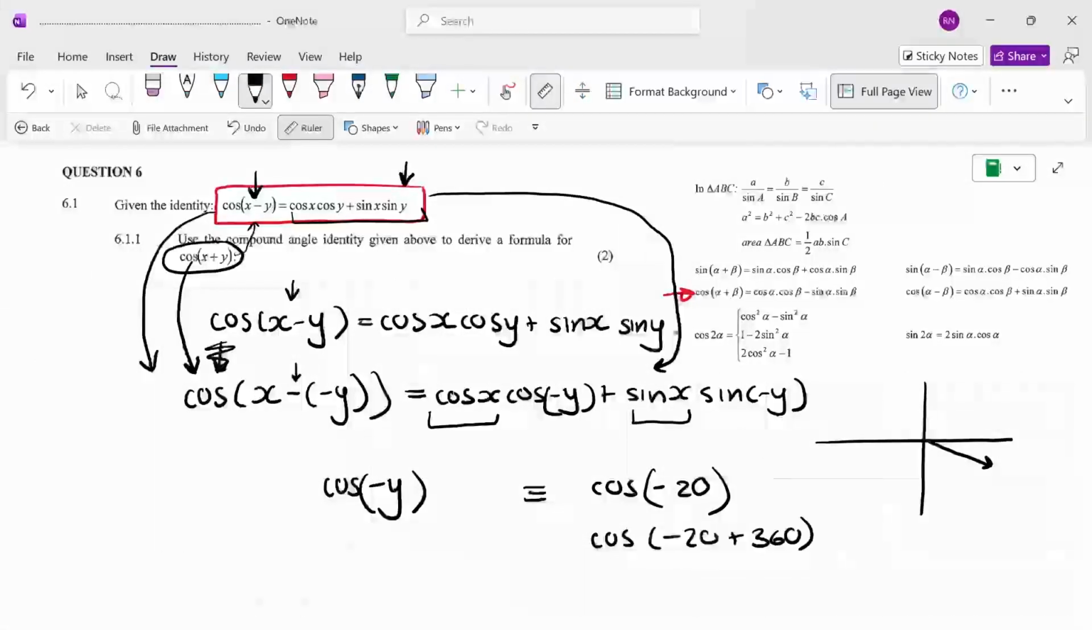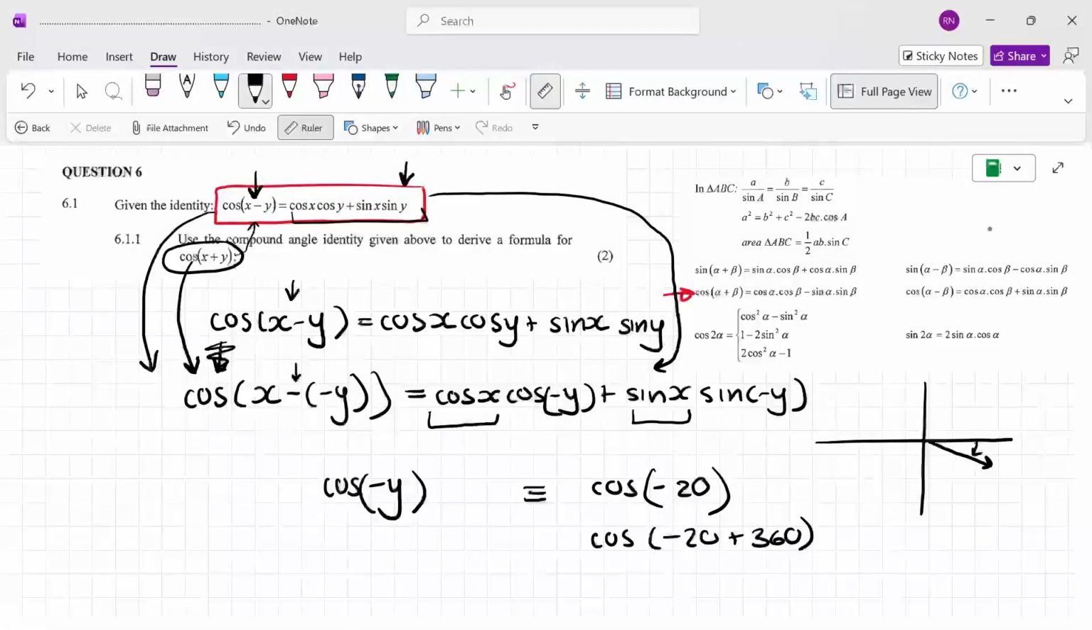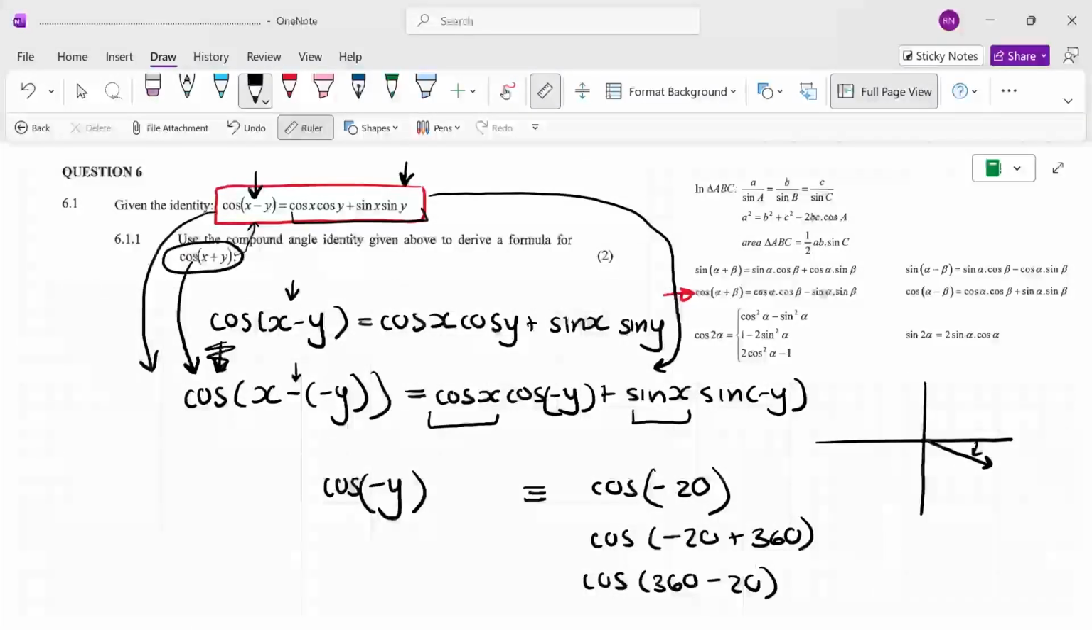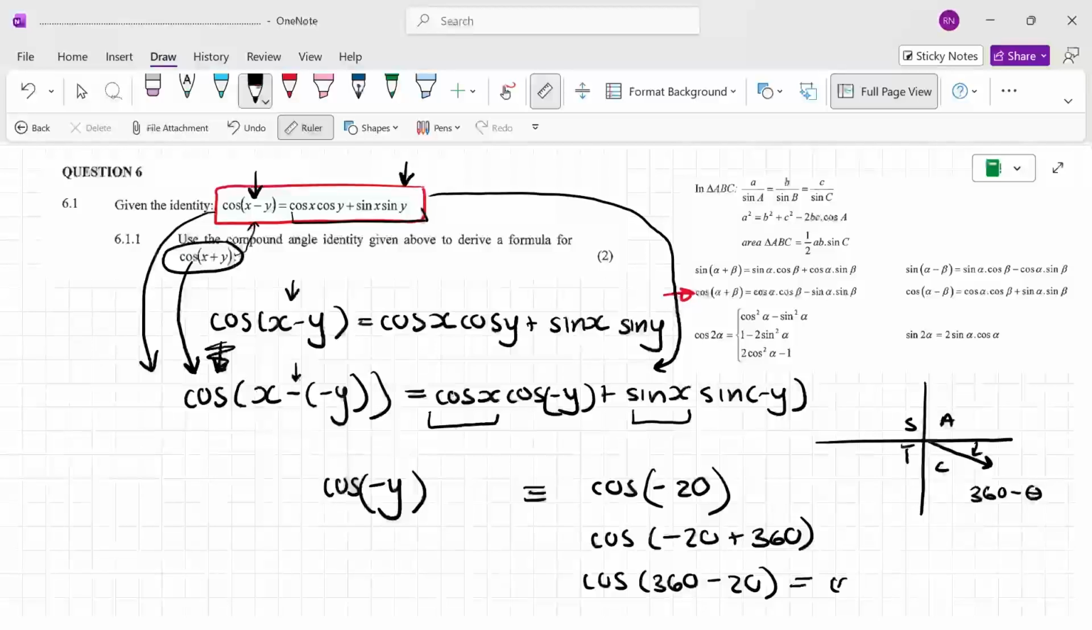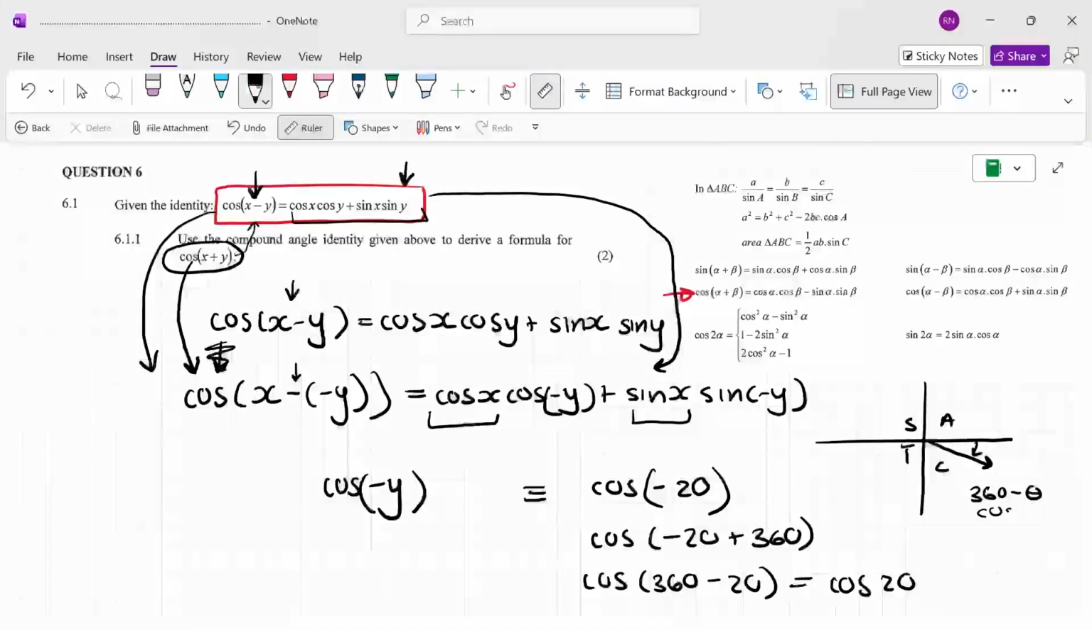So that it would be a positive angle, right? But it would still end up in this cos realm, right? So this ends up being cos of 360 minus 20. And we know that this quadrant is 360 minus theta. Because cos is positive in this quadrant, this just ends up being cos of 20, right? Because when we simplify it, when we reduce it, it just becomes cos of that angle theta. So it'll just be cos of 20, right?